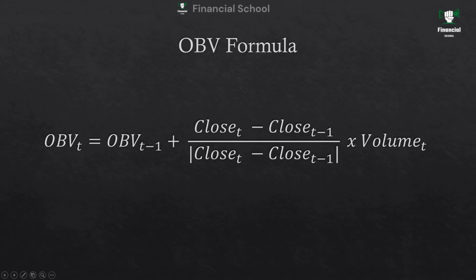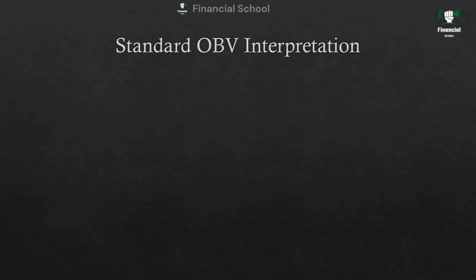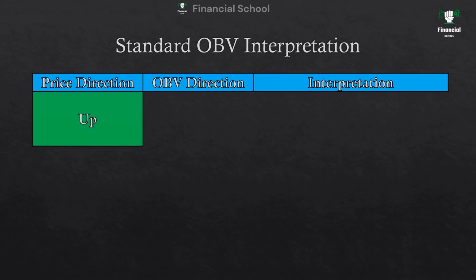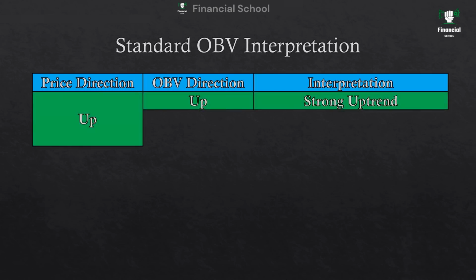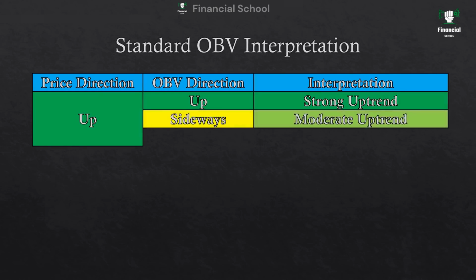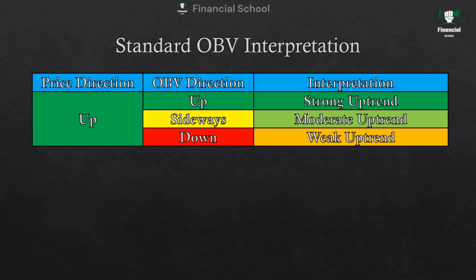The OBV has a standard interpretation that goes as follows. When price is going up and the OBV is also going up, we have a strong uptrend. When price is going up and the OBV is going sideways, we have a moderate uptrend. And when price is going up and the OBV is going down, we have a weak uptrend that might be near a reversal according to the standard interpretation of volume.